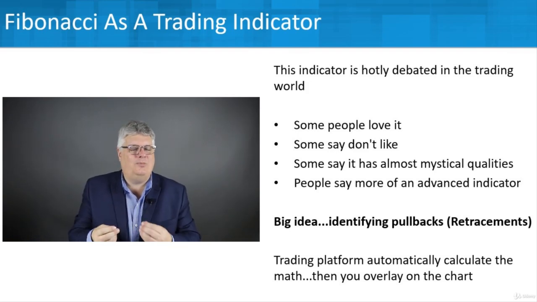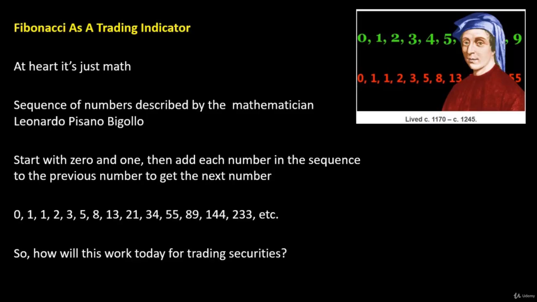So first off, it's actually pretty instructive to understand, well, what is Fibonacci? Where did it come from? What's the big idea behind that? So at its heart, Fibonacci is basically math. It's a mathematical sequence of numbers, as described by the mathematician Leonardo Pisano Bigollo, I might have got it wrong. But Fibonacci is a sequence of numbers that he discovered and came up with, and it's a very well-established idea in mathematics.